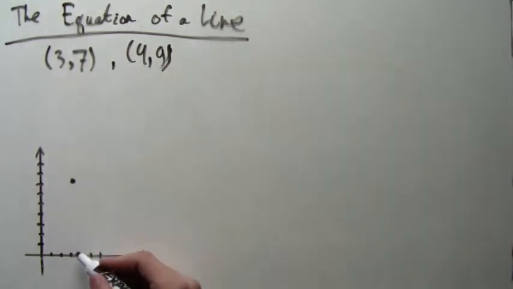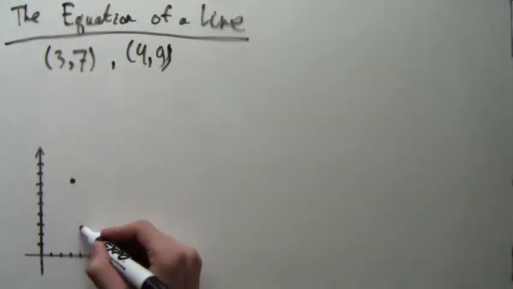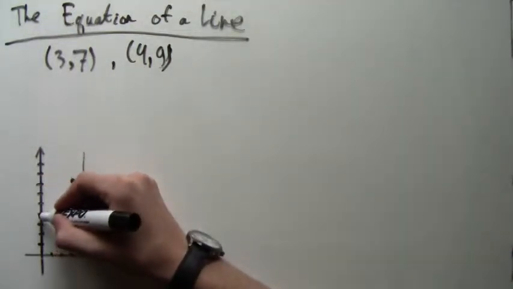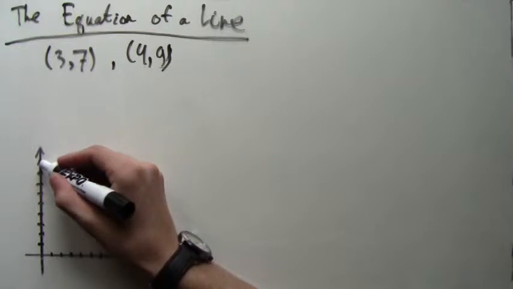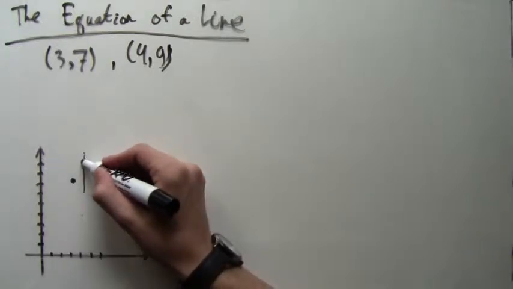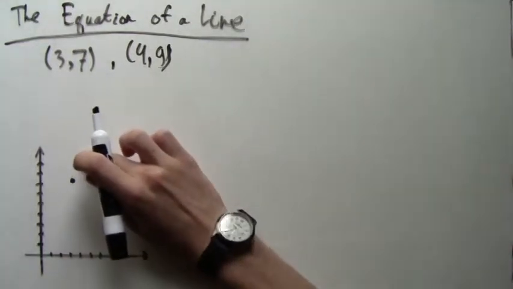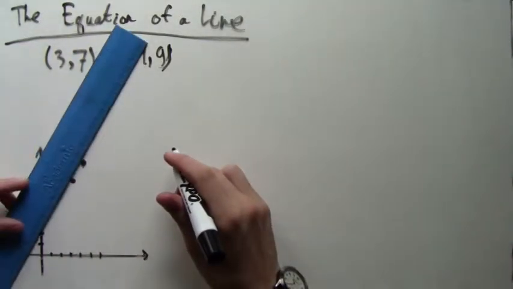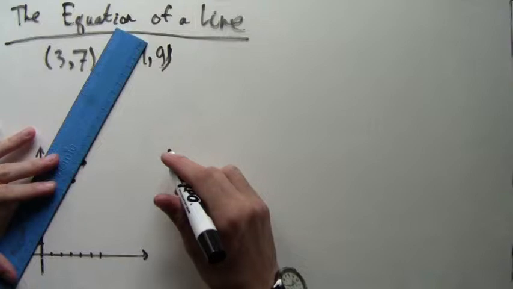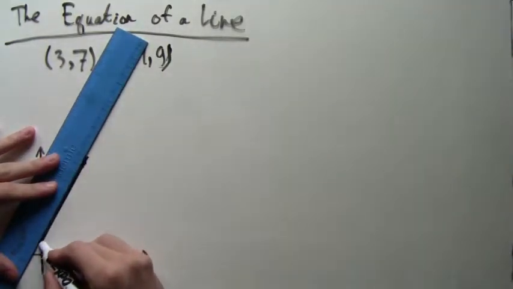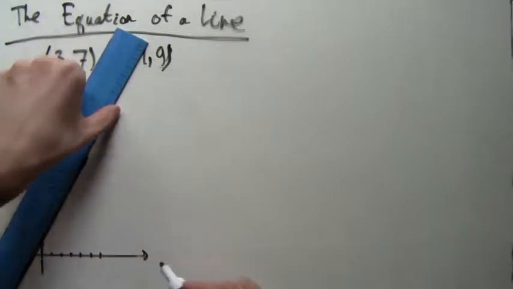So now the point (4, 9). Well, there x is 4. And somewhere on that dotted line, we have to have the point at the height y equals 9. So there it should be. Now I'll connect them, and we will have the graph of our linear equation, the linear plot.